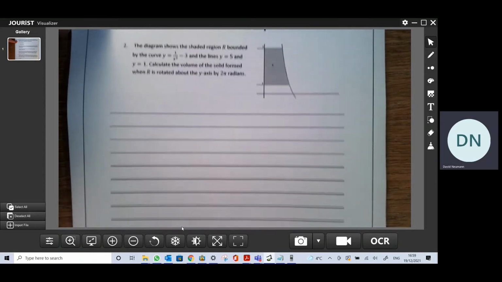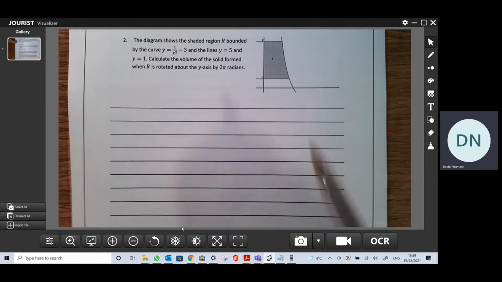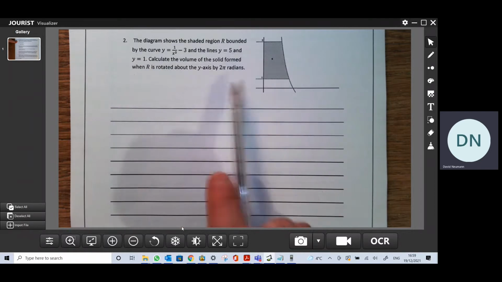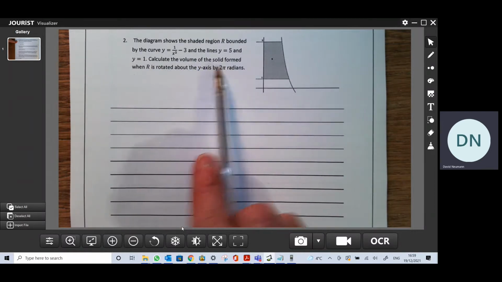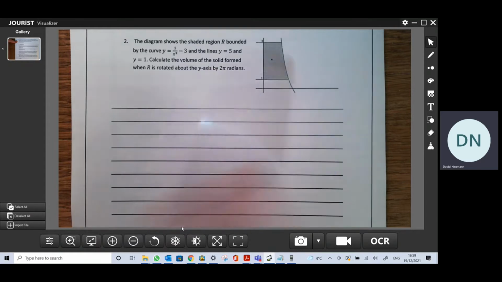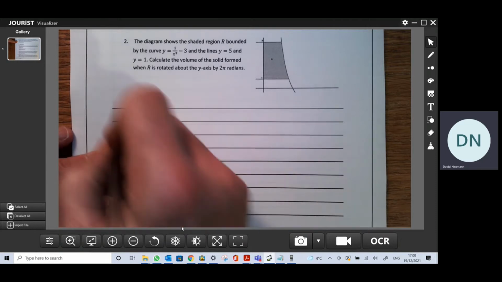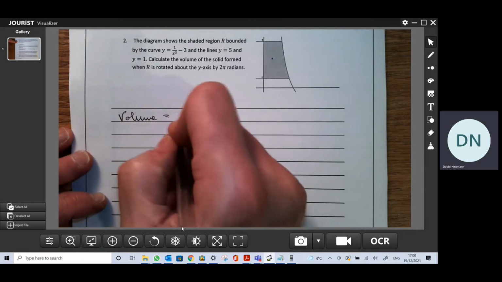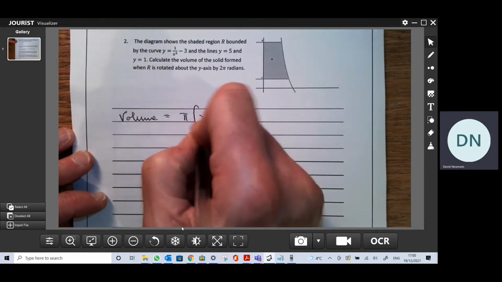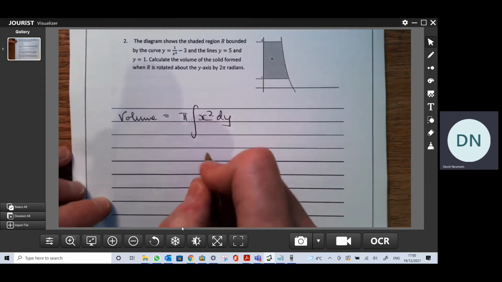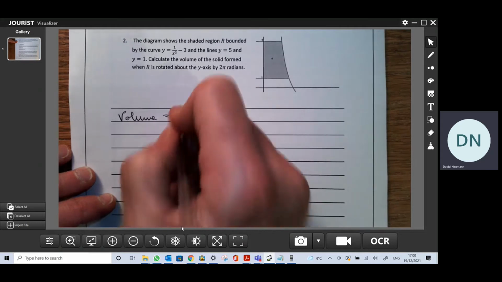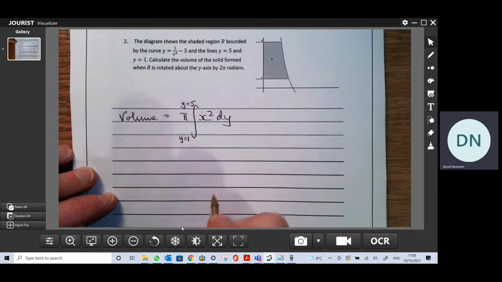Here's example 2. We've got this shaded region. Here's our curve, and the lines y equals 5 and y equals 1. Calculate the volume formed when it's rotated around the y-axis by 2 pi radians. So let's do this. We're going to say volume is equal to pi times the integral of x squared dy. This time we want the limits y equals 1, y equals 5.